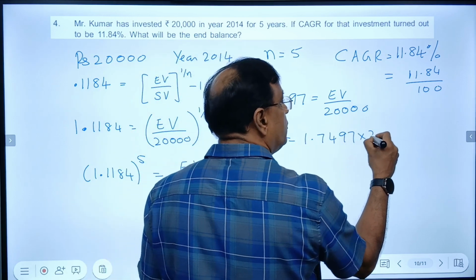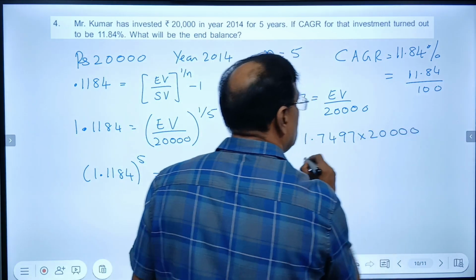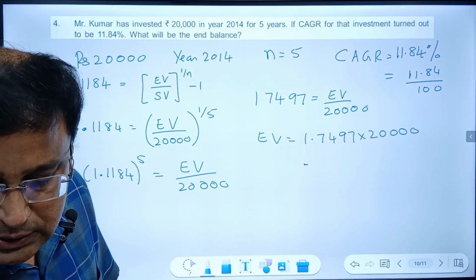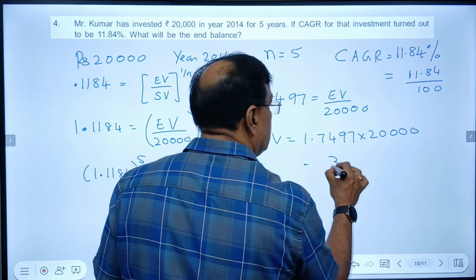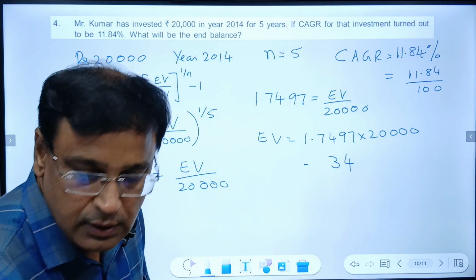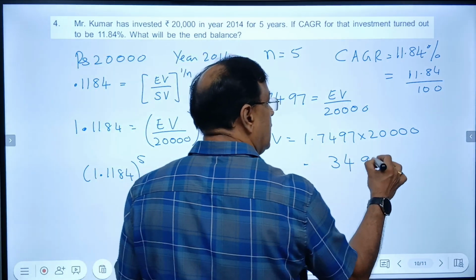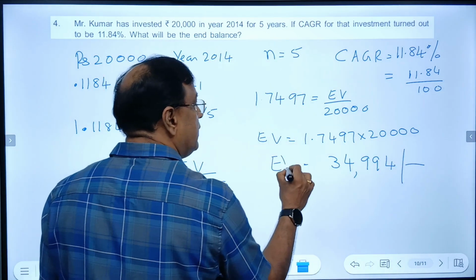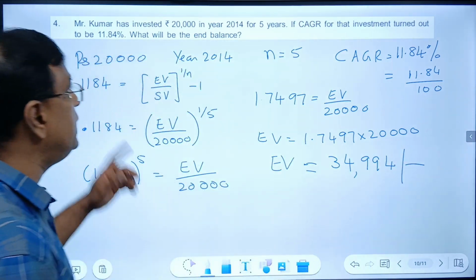1.7497 into 20,000, which effectively is 34,994. I am not doing the multiplication, otherwise it will waste our time. So this is the ending value. So my starting value was 20,000.